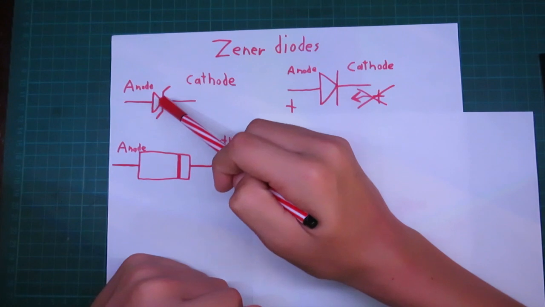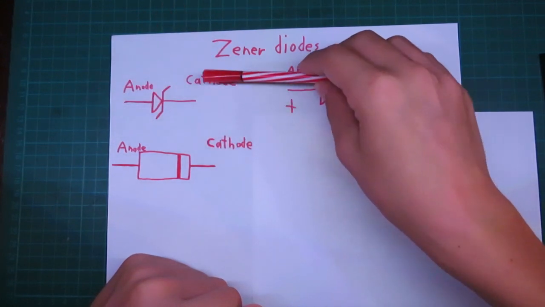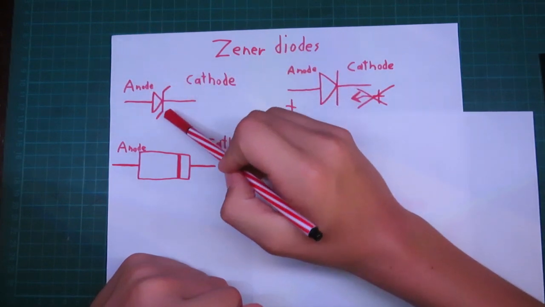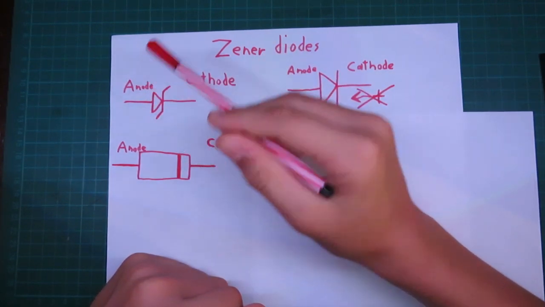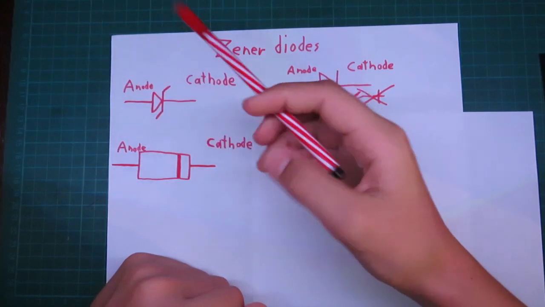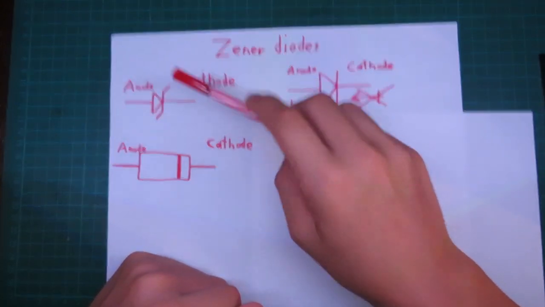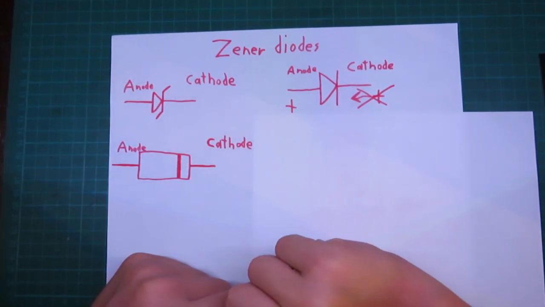Let's say this is a 5-volt Zener diode, and there's 5 volts difference between the cathode and anode. The Zener diode would break down and allow the voltage to flow through. It wouldn't break down physically, but electrically, and allow it to flow from cathode to anode. That'd be very useful for voltage regulation.